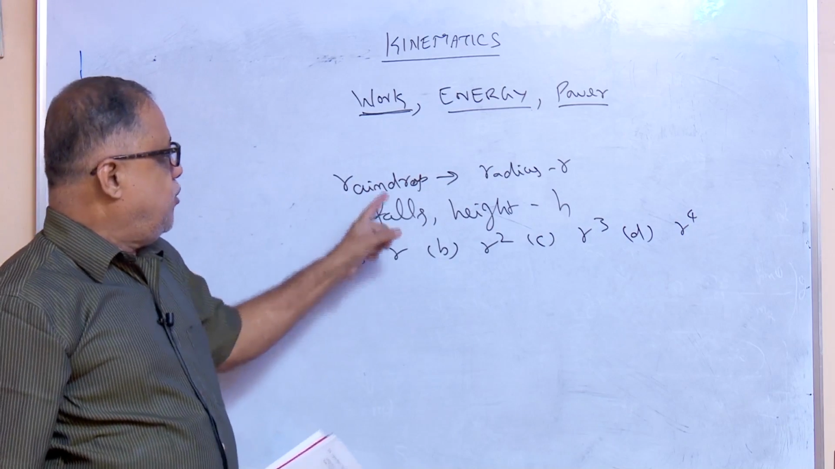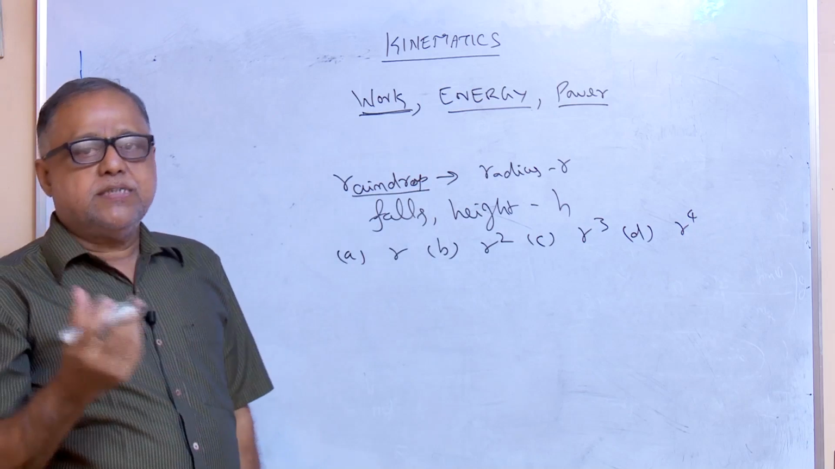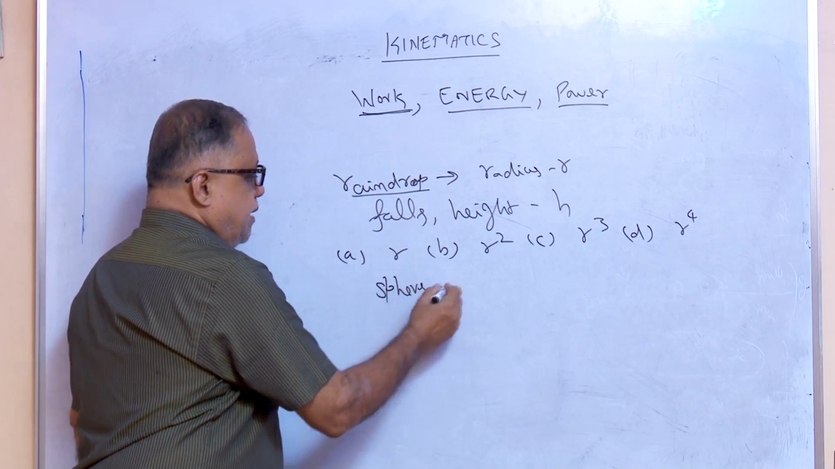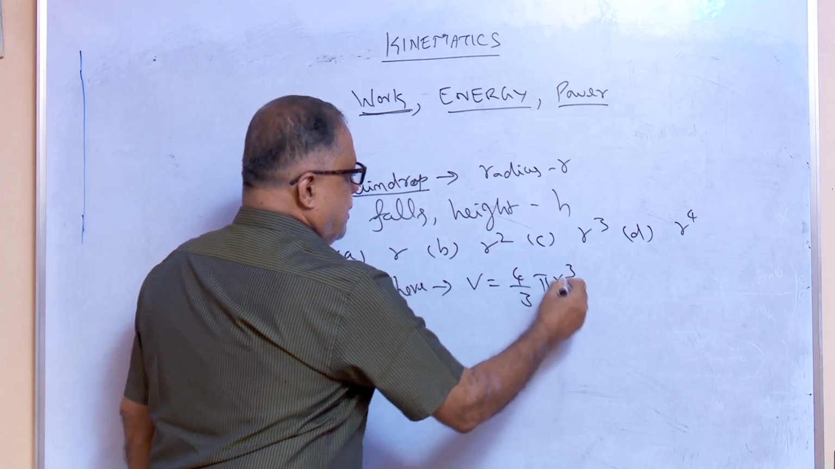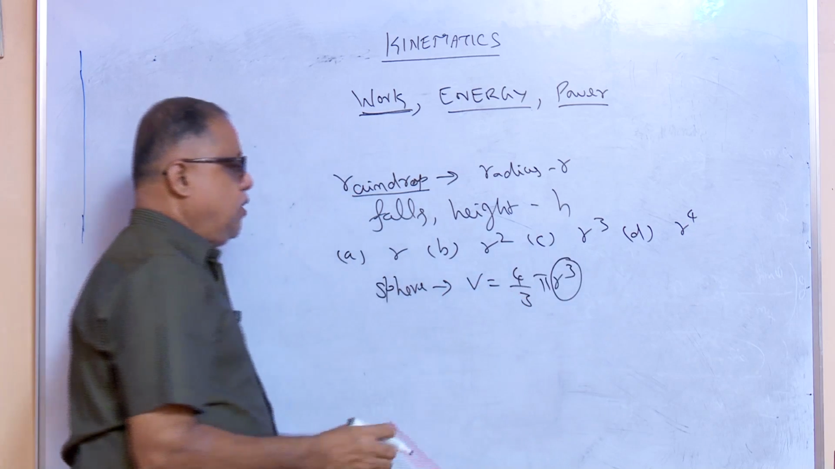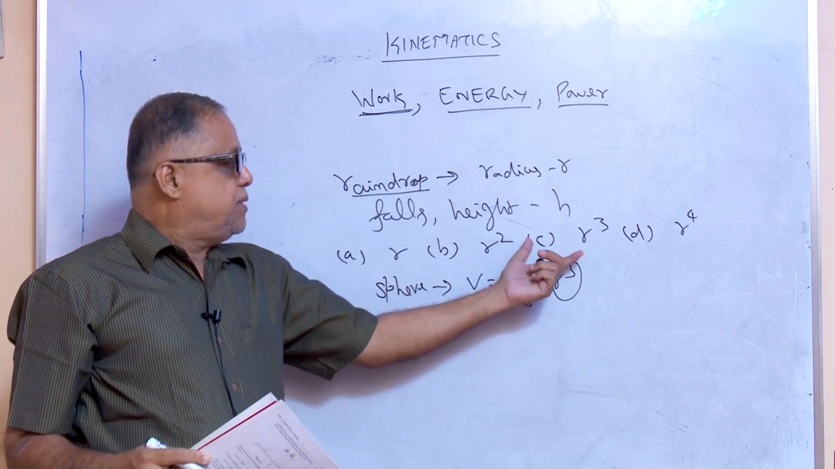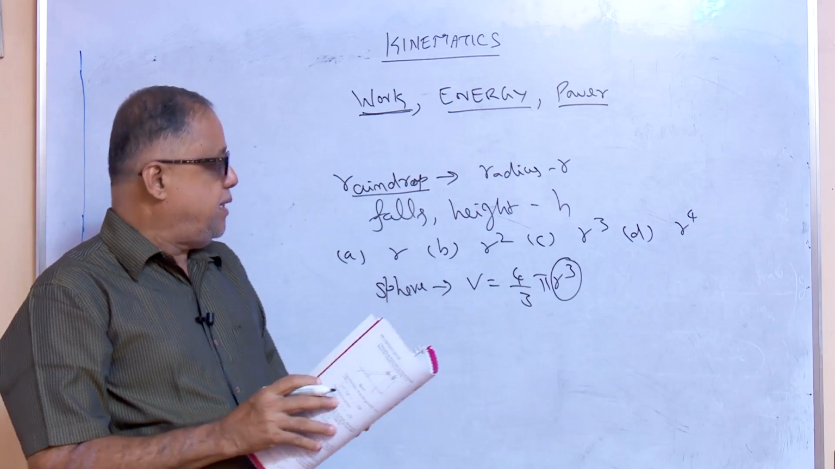Here we are coming to the conclusion. They have given a raindrop, so immediately we need presence of mind. What is the shape of the raindrop? It is a sphere, and the volume of a sphere is 4 by 3 pi r cube. From the formula of mathematics, with good presence of mind, we select C, which is r cube. That is the work done.